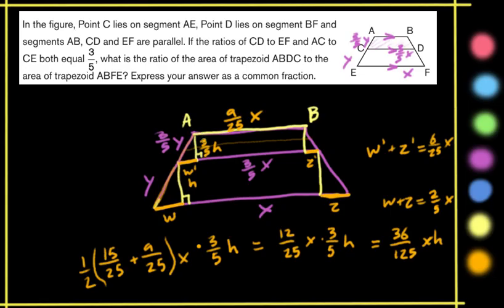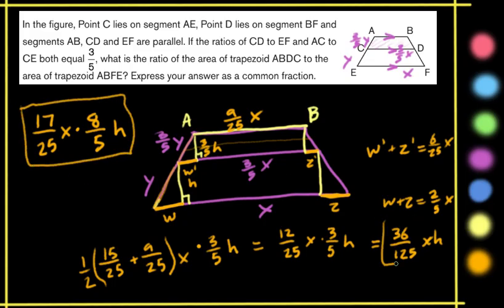Okay, now I can compute the area of the big trapezoid. So the area of the big trapezoid will be the average of x and 9/25 of x. So that's 25 plus 9. That'll give me 34. We divide by 2, that'll be 17/25 as the average. 17/25 x times the height. And the height is h plus 3/5 of h, which is 8/5 of h. Okay, so this is the area of the big trapezoid. This is the area of the little trapezoid.